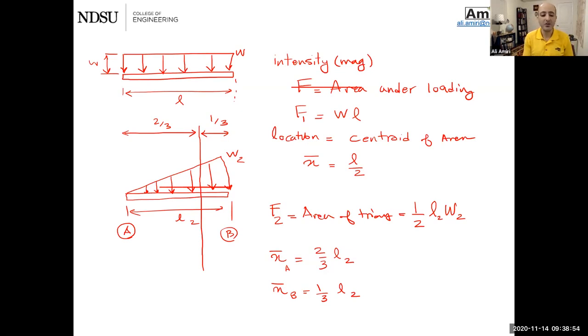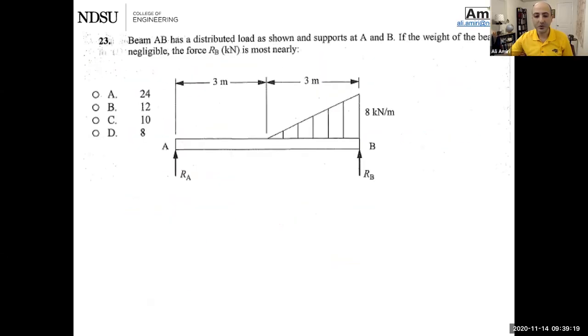Sometimes they give you a combination. They might give you something like this. See, it's a triangle sitting on top of a rectangle. Sometimes they might give you a rectangle and then it goes to a triangle, something like this. Anyway, you should be able to always break it down into a rectangle, a triangle, or a combination of those two. So let's look back here. I have to find the location and intensity of this force.